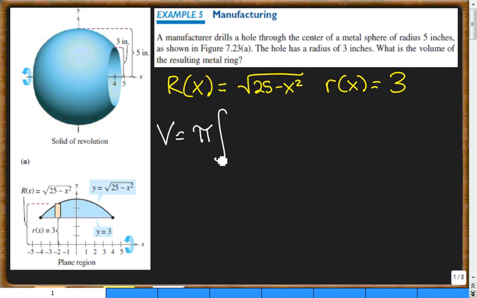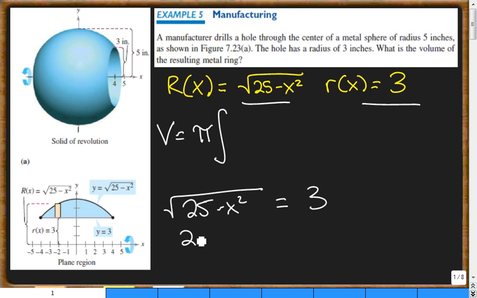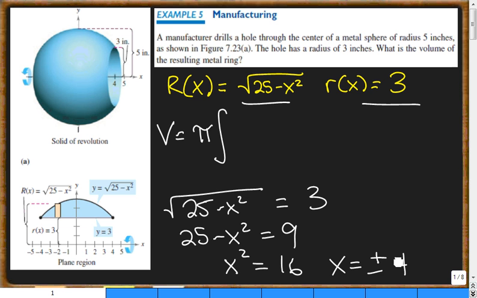So we're integrating between two bounds. Where do these bounds meet each other? We need to figure out where those meet. So the square root of 25 minus x squared, when does that equal 3? We square both sides, and get 25 minus x squared equaling 9. You'll see that x squared will be 16, and so x will be positive and negative 4. So these are the two bounds that we're looking for. We're going to plug these in, 4 and negative 4.